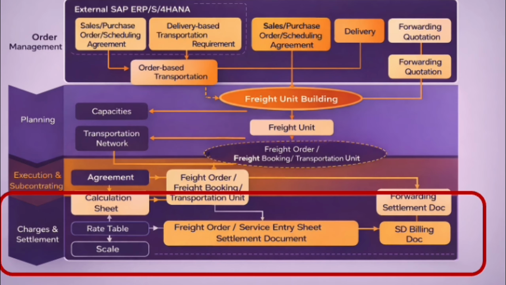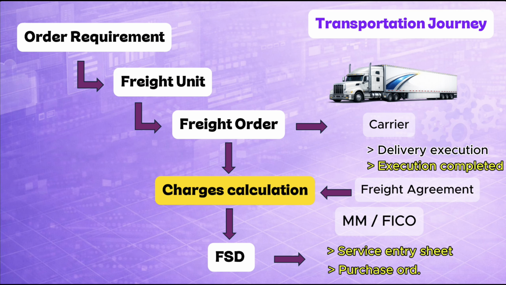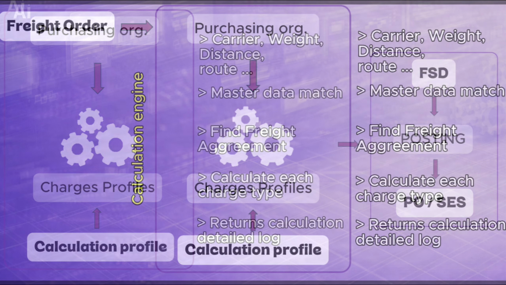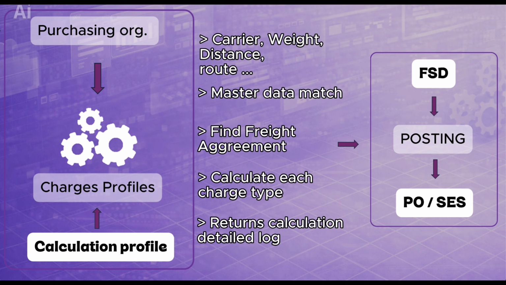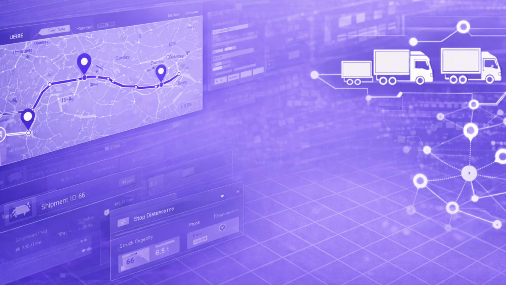In the first video, we focused on understanding the concept behind charges and settlement and how all the pieces fit together. Now let's jump into the SAP system and go through the configuration step by step. Let's get started by creating a freight agreement, but first we configure the freight agreement item type.